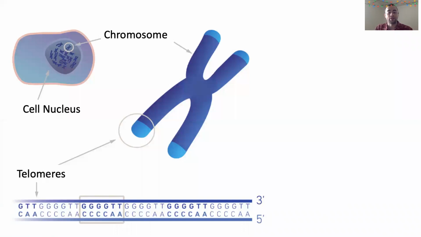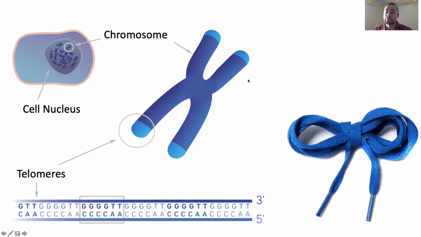So telomeres are these repetitive sequences of DNA found at the end of eukaryotic chromosomes. So it's this sequence repeated over and over and over again. And I like to think about telomeres as the aglets found on the ends of shoelaces. And the reason being is that telomeres are responsible for protecting DNA and also delineating DNA, or the ends of DNA, during cellular replication.